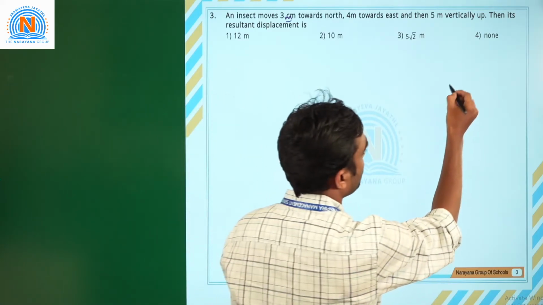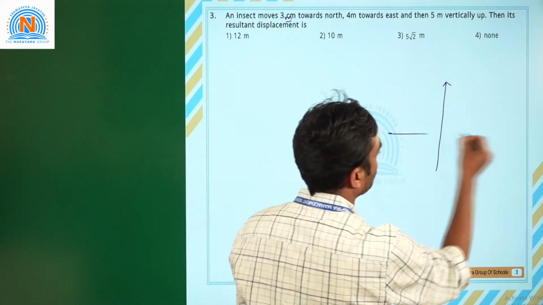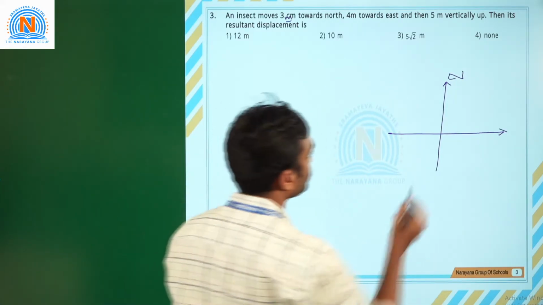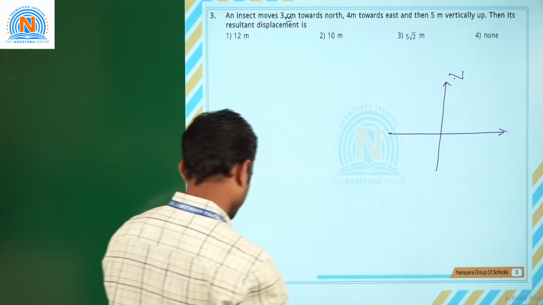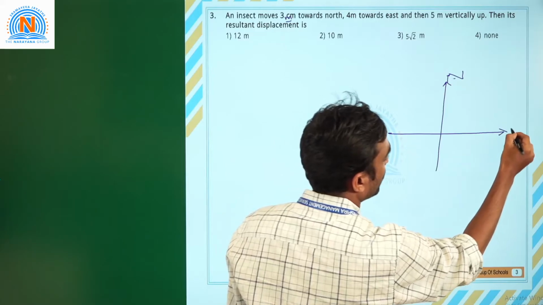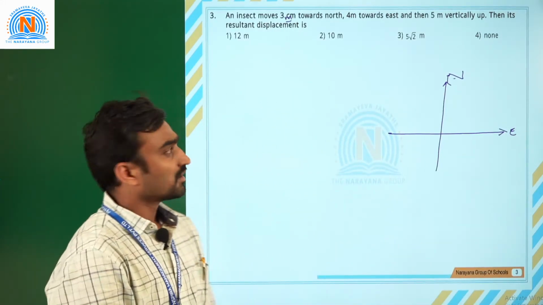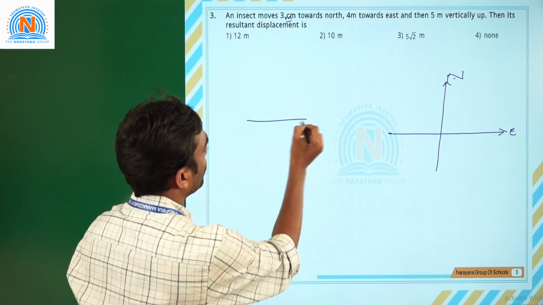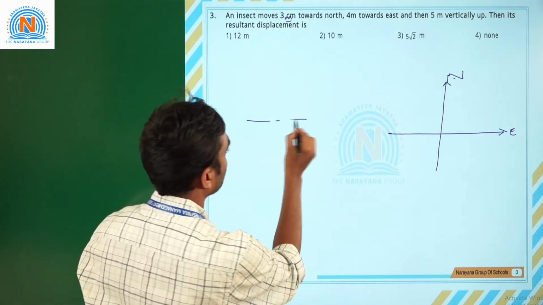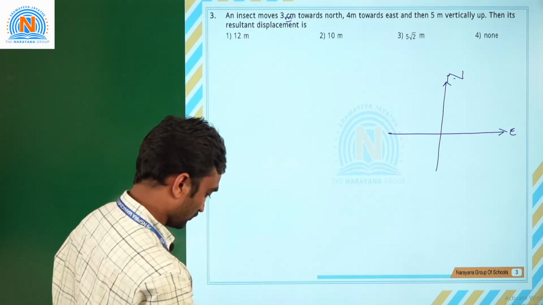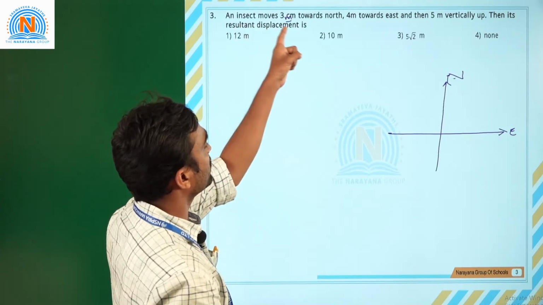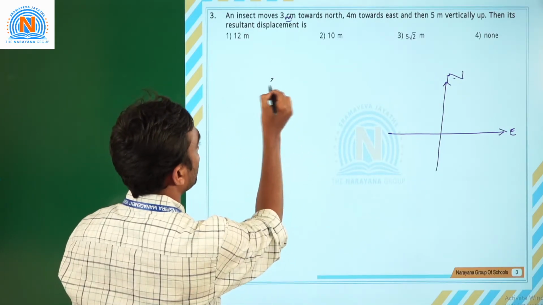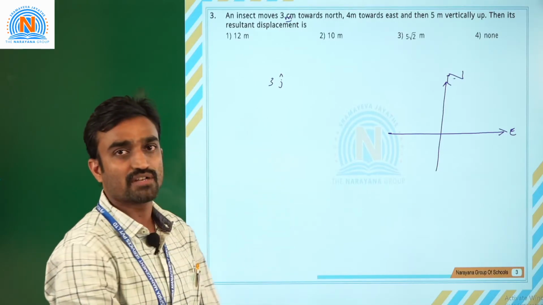So let us assume the directions. This is our north and this is our east, right? In the question they said that an insect moves 3 meters towards north. Towards north means upward direction. So we will take that as 3j cap. Upward direction is denoted with j cap, unit vector along y axis.